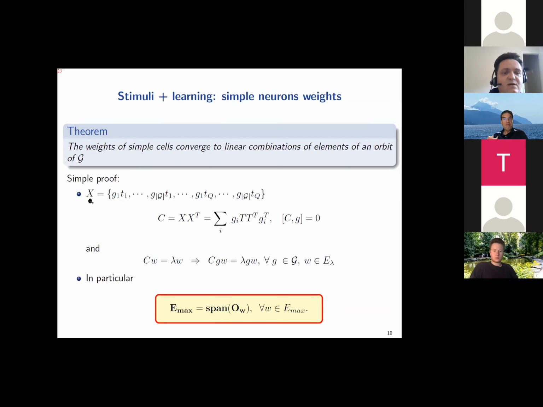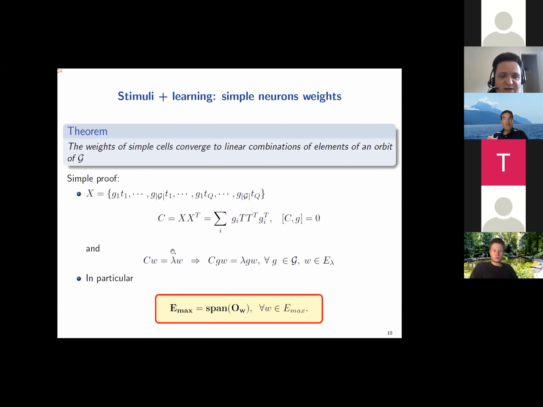So if these X are my data augmentation, so I augmented the templates, the patches, if you want, the stimuli T with respect to the group G, then if I build up the covariance matrix, you immediately see that it is basically an averaged version, with respect to the elements of the group G, of the covariance matrix of the representatives of the orbit, so the T1, TQ. Okay, and the nice property is that you can prove in one line this covariance matrix commutes with all the elements of the group. Why is this interesting?